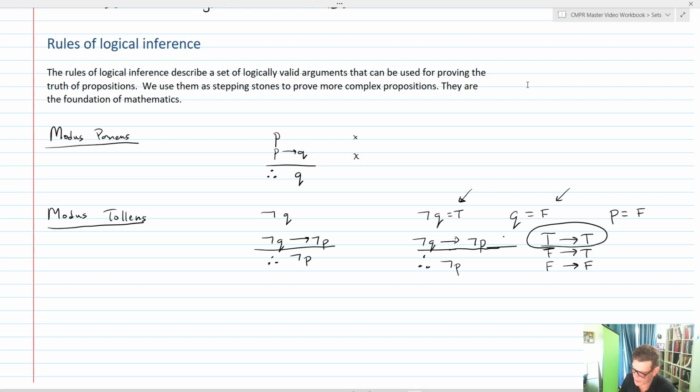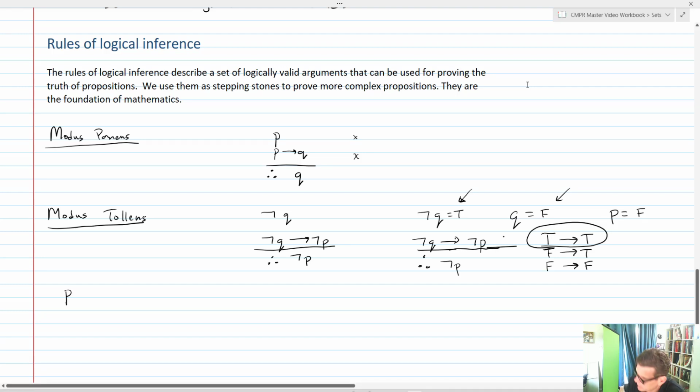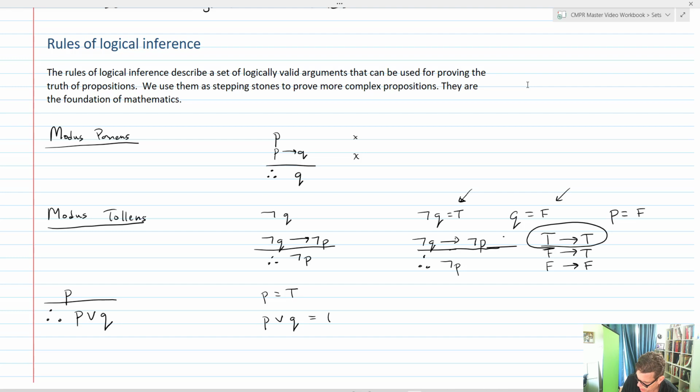Our next one is something called addition. So we have P is true, therefore P or Q is going to end up being true. So we're basically just going to add a proposition. Makes sense. We set P equal to true, and then we have P or Q equals true.